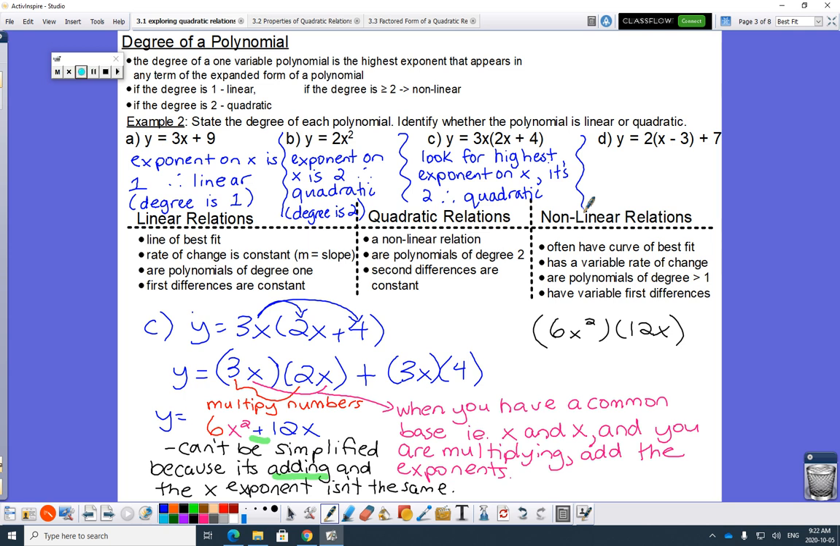Okay, so now when we do D, we actually don't even need to distribute it, because are we going to change anything? Are we going to change this exponent on x by multiplying by 2? No, because there's no x there. So you can if you want to, but in this equation you can see that it's going to be linear. The exponent on x is going to be 1 without distributing.